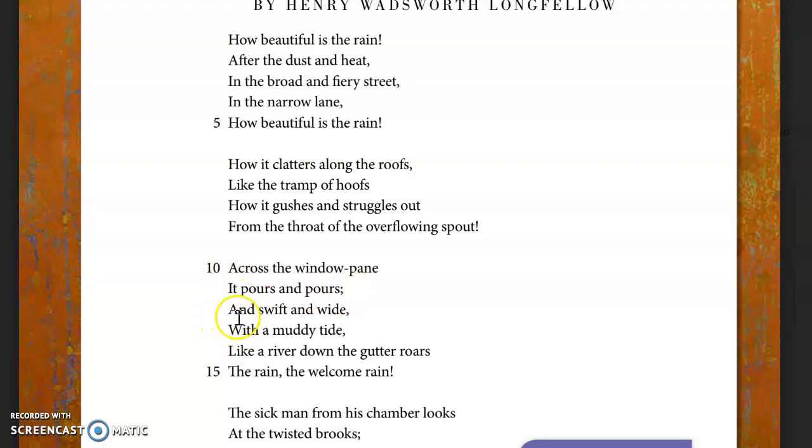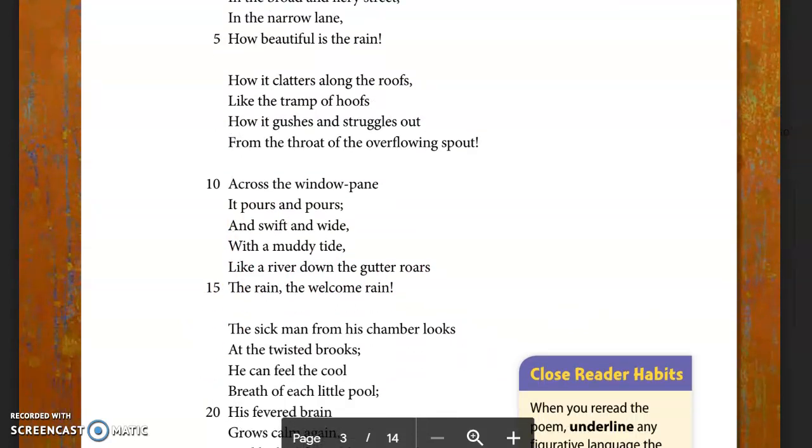It pours and pours, swift and wide, with a muddy tide, like a river down the gutter's roar. So you can imagine that's another simile, that the way the rain is pouring is like a river, just flowing and flowing and flowing. Let's see what else we have.